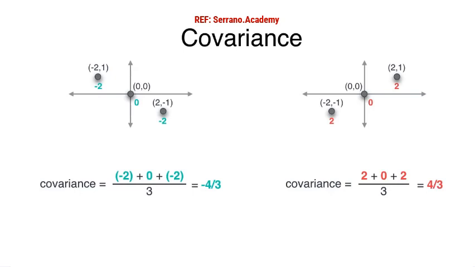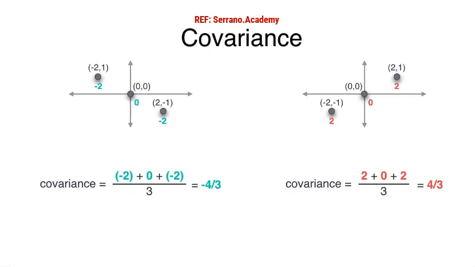If you heard the term correlation, that's also very related to this. The points on the left are negatively correlated, and the ones on the right are positively correlated. Because in the ones on the left, as the x direction grows, the y direction decreases, whereas in the ones on the right, as the x direction grows, the y direction grows as well.